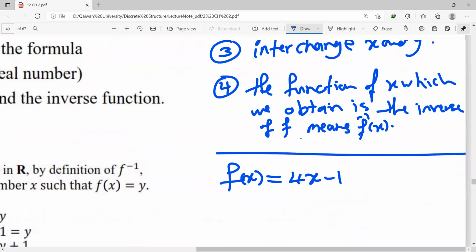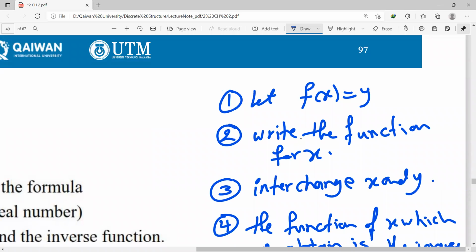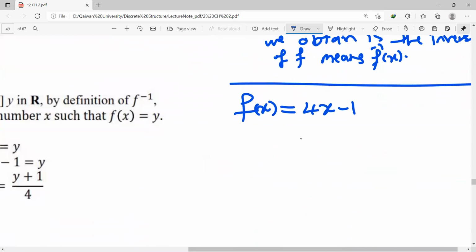What do we do? In the first step, we say f of x is y. That means you replace f of x by y. So in step 1, you say y equals 4x minus 1. This is the first step. In the second step, we write down the function for x. Here, the function is for y. If we write down the function for x, that means we should leave x alone on the right-hand side and put all the others on the left.